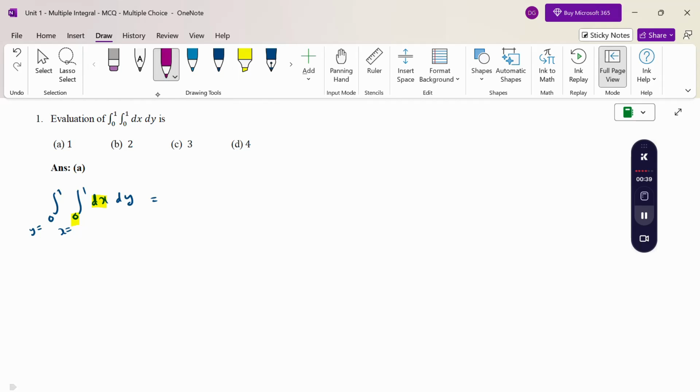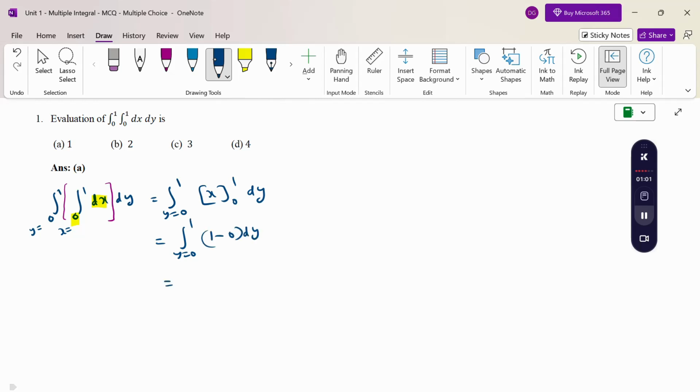Now the integration, first with respect to x. So when I am integrating y from 0 to 1, dx integration gives x, from 0 to 1, dy. Substitute upper limit minus lower limit: 1 minus 0, then we have only dy. Integration of dy gives y from 0 to 1, so 1 minus 0, the answer is 1. See where is 1? Here, option A is the correct answer.